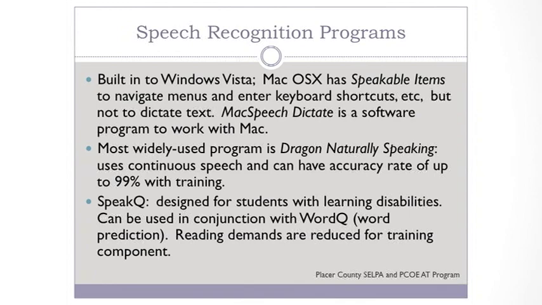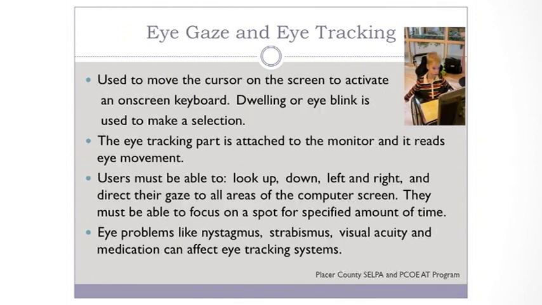One of the programs that we use a lot in our AT program is SpeakQ, and that is designed for students who have learning disabilities, and it also can work in conjunction with another program called WordQ, and that's a word prediction program. The nice thing about it is that the reading demands for the training portion of it are reduced. So the passage that the students are reading is not as technical and as complicated as the ones that you would find in Dragon NaturallySpeaking.